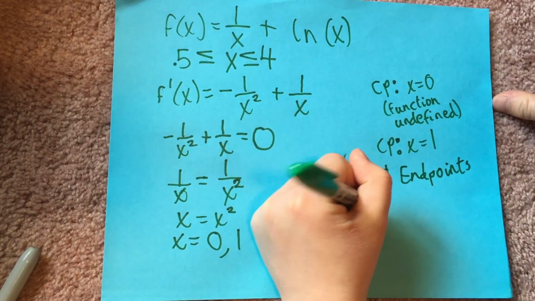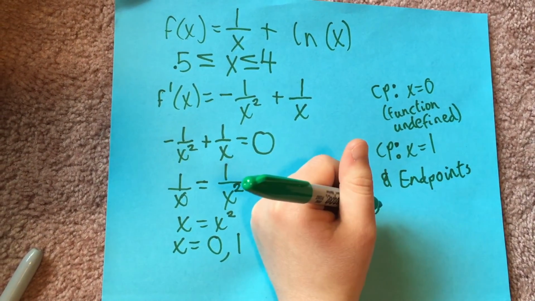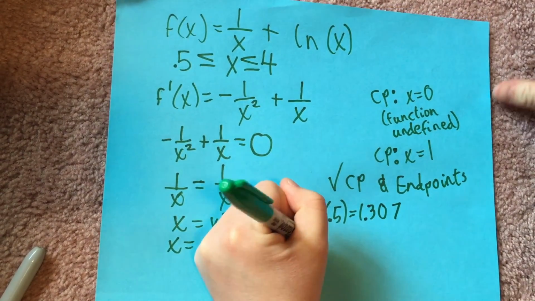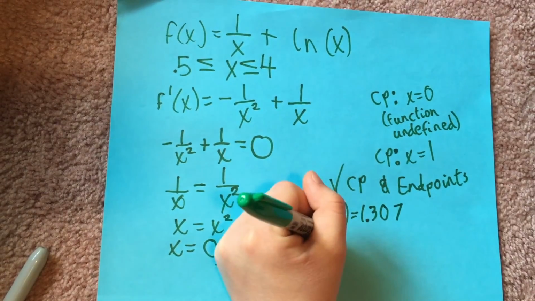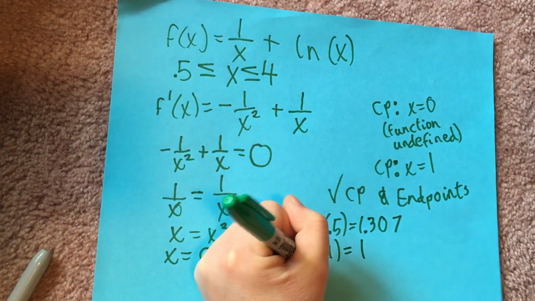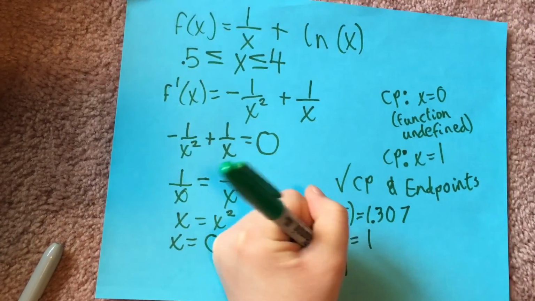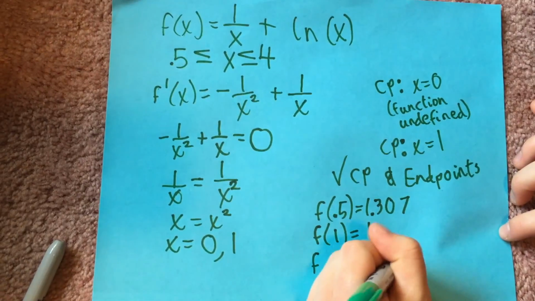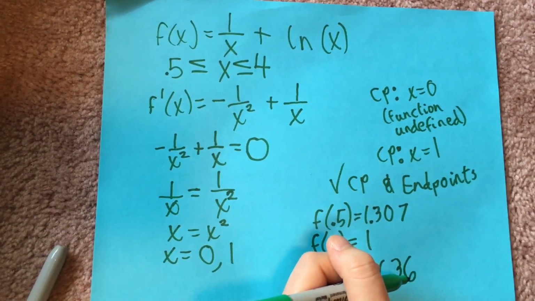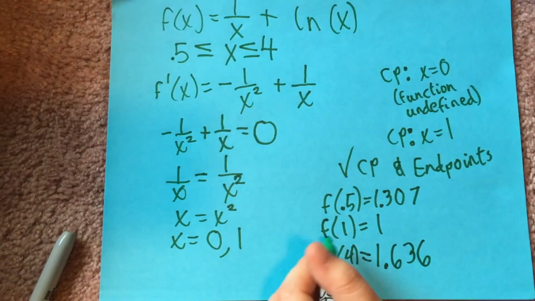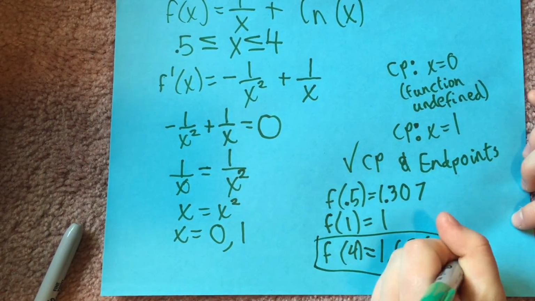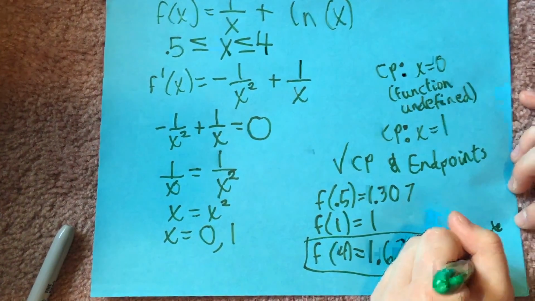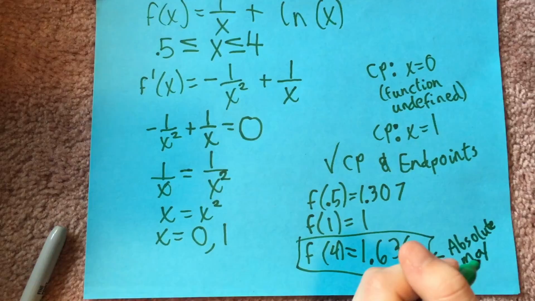To check these numbers, plug them into the original function. You may need your calculator for the number crunching on this part, but a graph won't be necessary. You should get f of 1/2 equals 1.307, f of 1 equals 1, and f of 4 equals 1.636. Now, you just look at the outputs. The maximum occurs when the output is at the greatest, and the minimum when it's at the least. So, in this case, the maximum of the function is 1.636, which occurs at 4, and the minimum is 1, which occurs at x equals 1. 1.307 would also be a local maximum in this case.